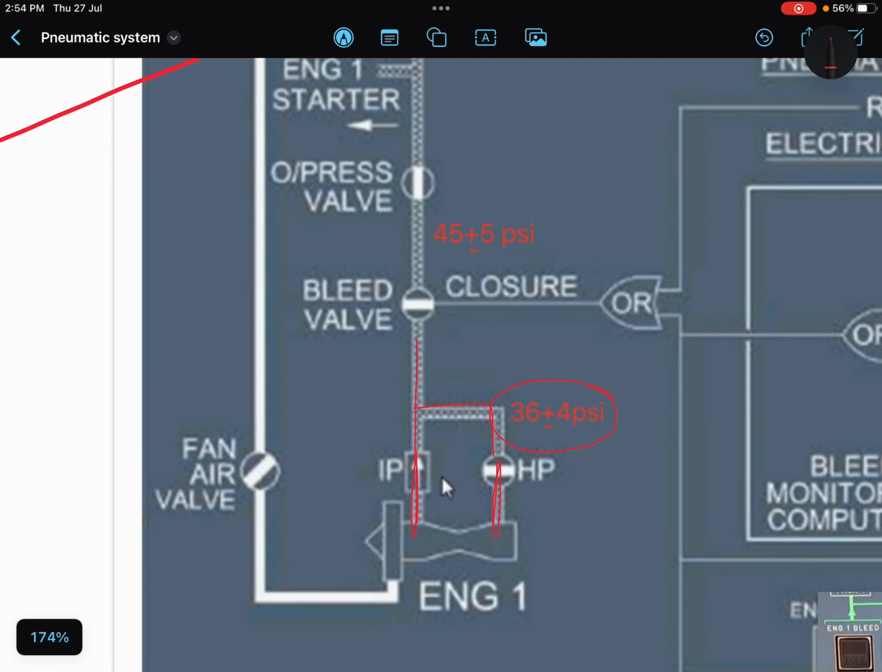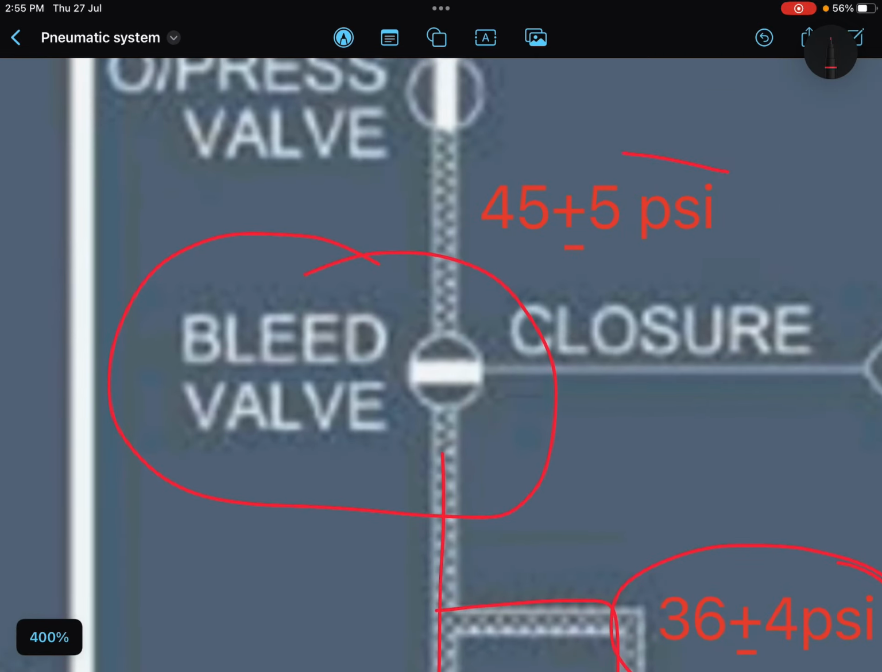Now comes the pressure temperature regulation, but before temperature regulation we have one more valve after IP and HP. It is called bleed valve. So bleed valve is downstream of HP or IP ducting, and it acts as a pressure regulating valve, and we also call it shut off valve. It maintains a delivery pressure of around 45 plus minus 5 psi.